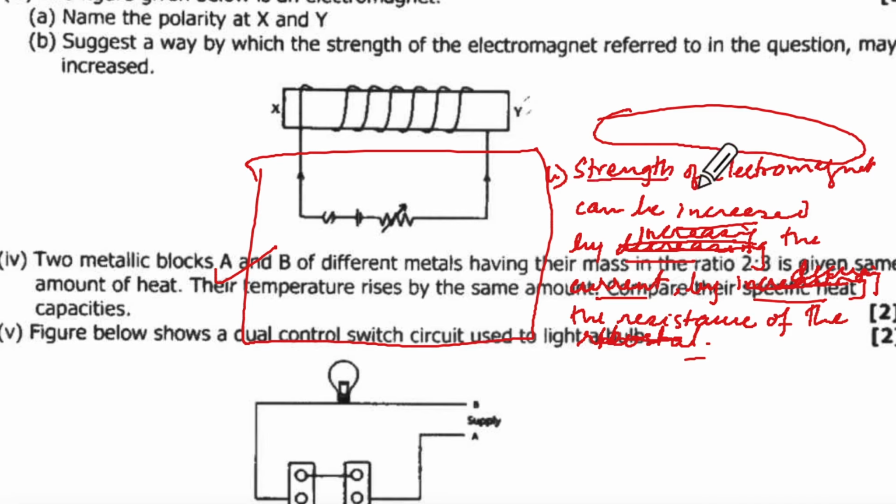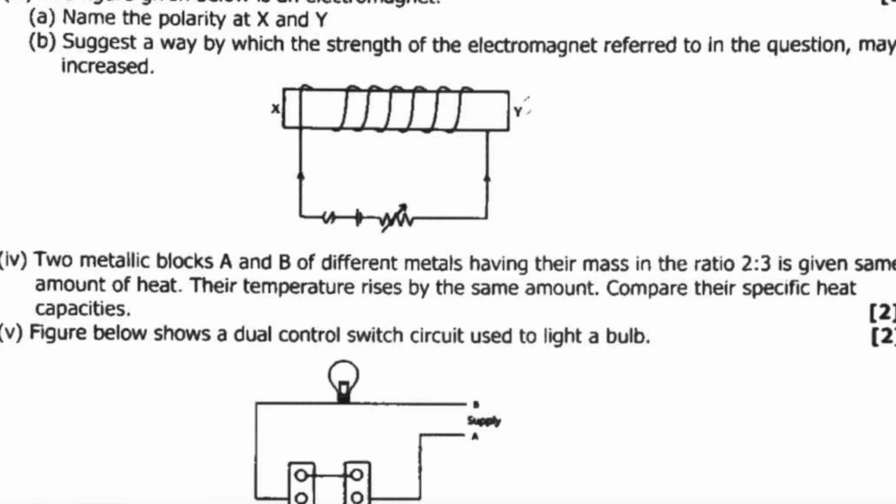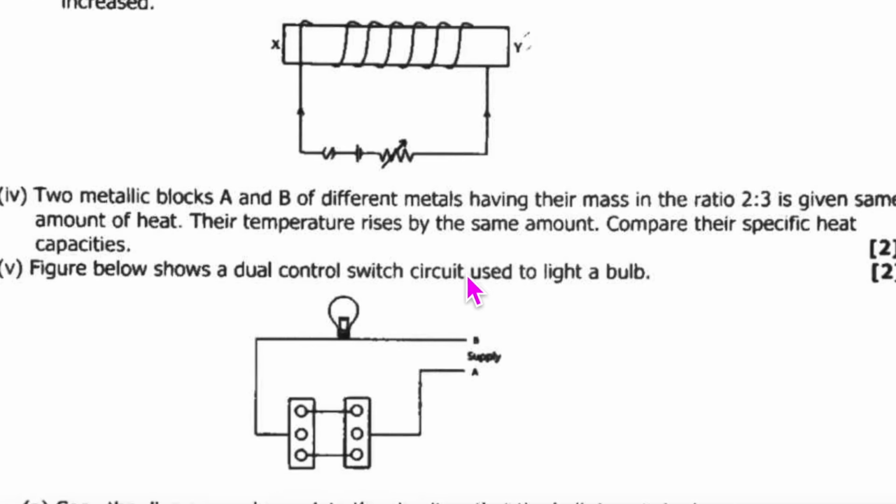The magnetic strength can be increased by increasing the current. And how would you do that? By decreasing the resistance of the rheostat. Have you changed it? Yes, ma'am. Thank you so much for correcting.